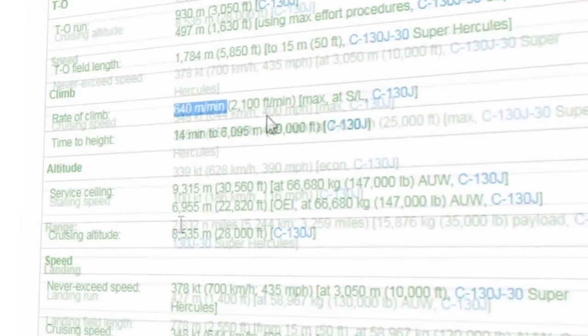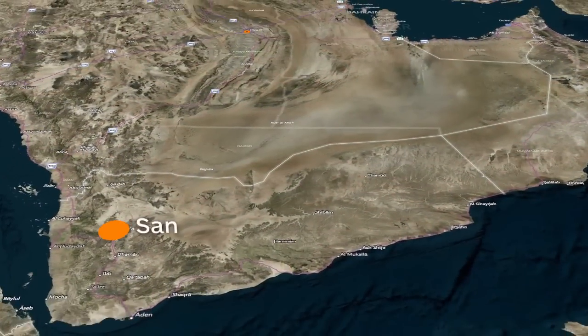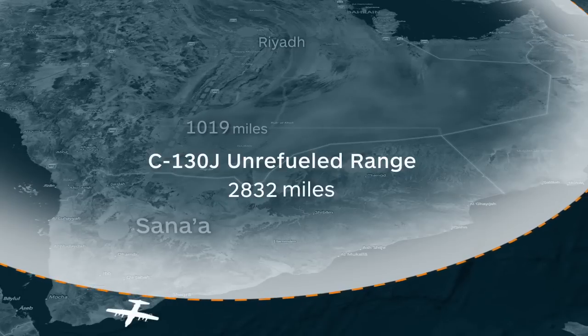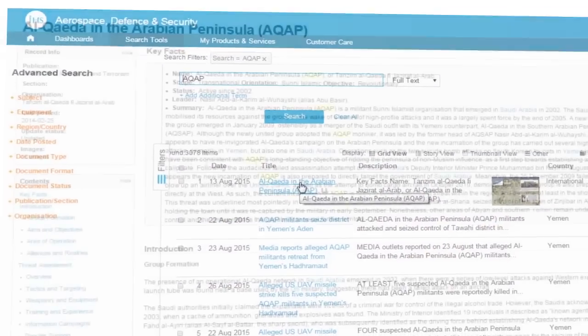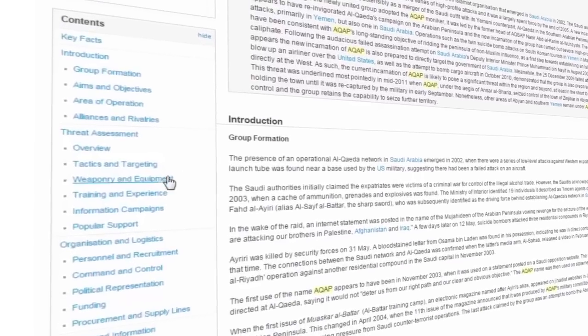We now want to determine the unrefueled range for this aircraft. Using our detailed specifications, we can determine that the distance between Riyadh and Sana'a is possible and the C-130J can support an evacuation mission. Finally, we can identify any potential threats to the C-130J during its mission.